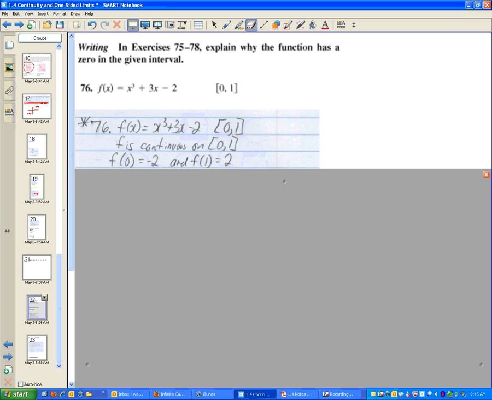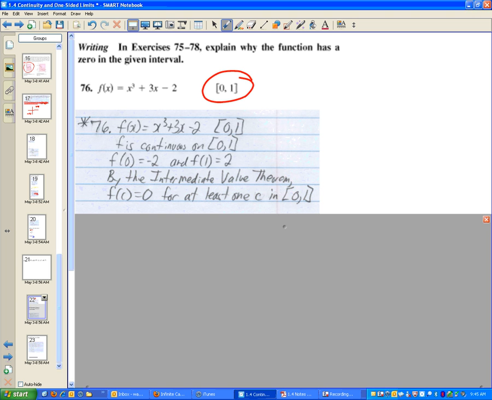I found f of 0. Put 0 there and there. Now, in other words, the intermediate value theorem guarantees there's at least one place where the function value equals 0 on this interval. So that's what we need to say. By the intermediate value theorem, f of c equals 0 for at least one c, for at least one x coordinate in the closed interval from 0 to 1. The intermediate value theorem is kind of a big deal.